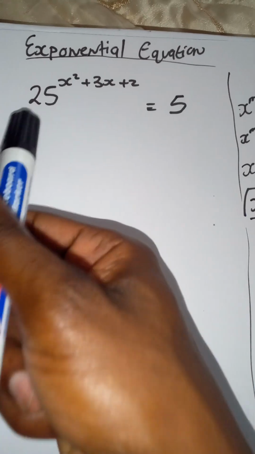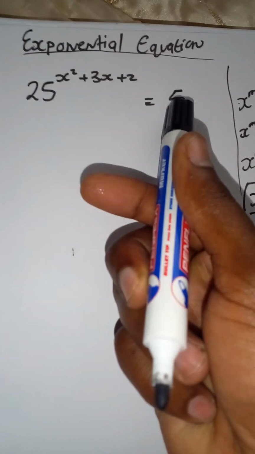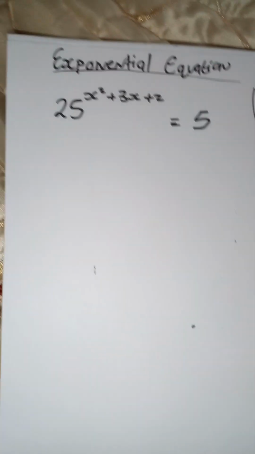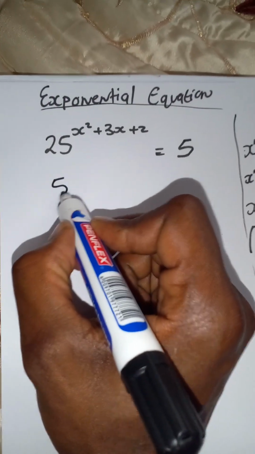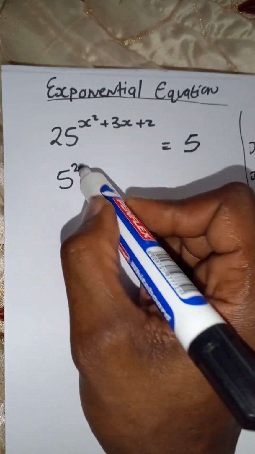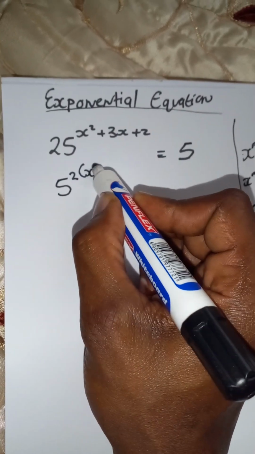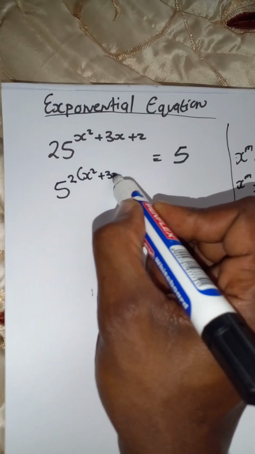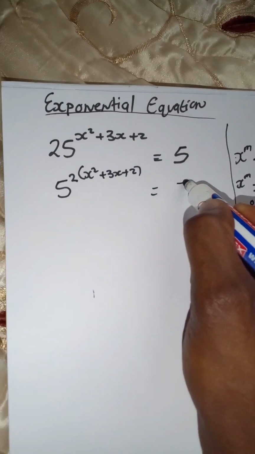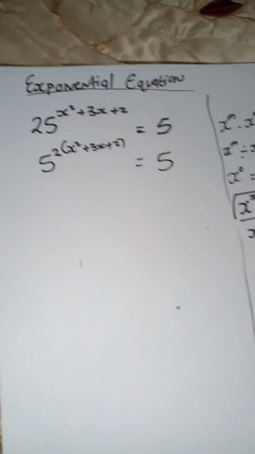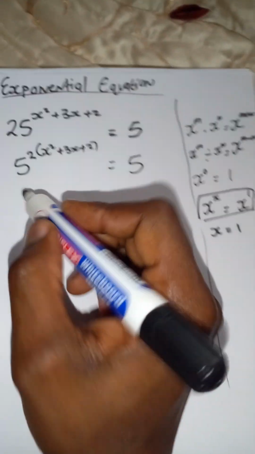Now you check the simple one. You cannot write 5 as base 25, but you can write 25 as base 5. How do you do that? So that means it's going to be 5 to the power of 2, then it is x squared plus 3x plus 2. This one is equal to 5. Let us open the bracket.